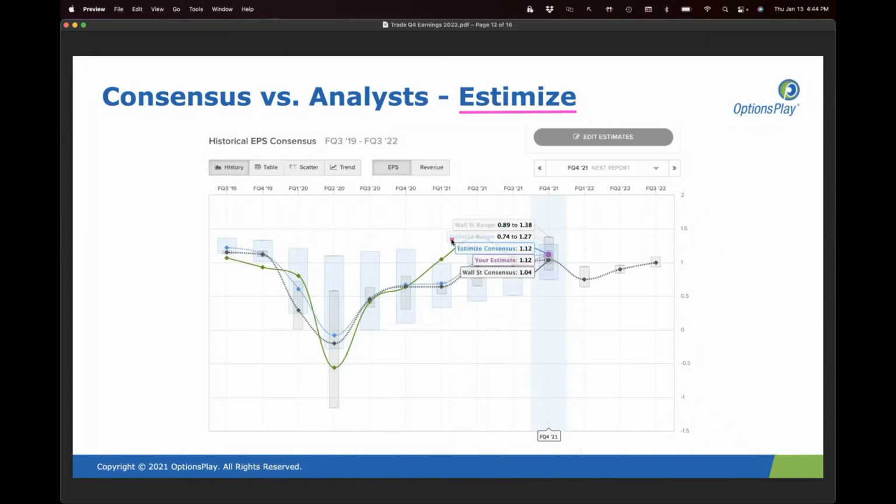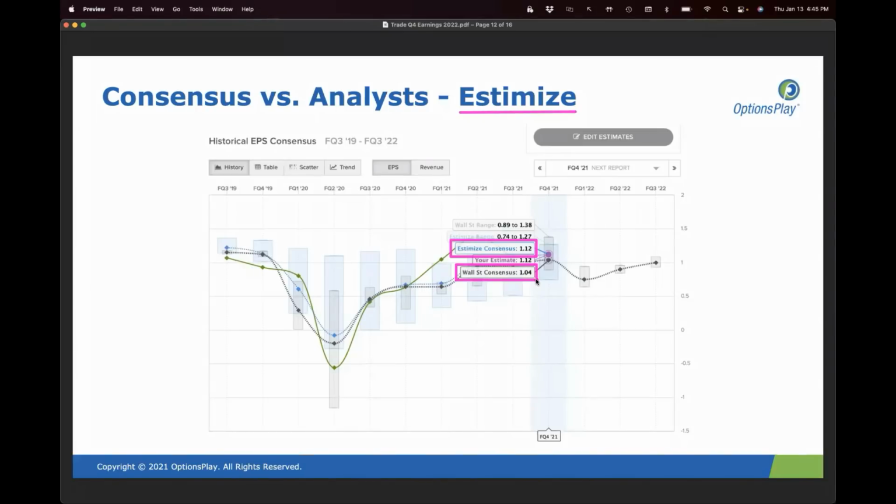So at the moment for Wells Fargo, the users on the Estimize platform are expecting that Wells Fargo will come in at about $1.12 in terms of earnings per share, versus Wall Street analysts who are currently expecting $1.04. And that 8 cents may not sound like a whole lot, but if you think about 8 cents per share per quarter, multiply that by 4 quarters, that's about 32 cents in outperformance.